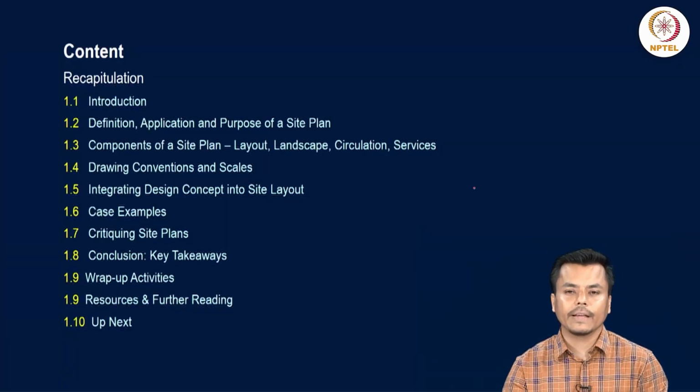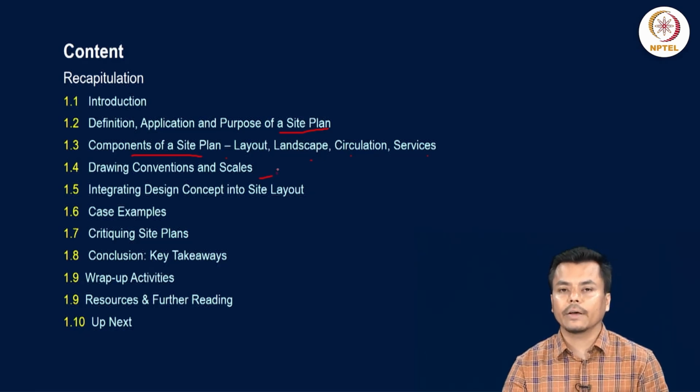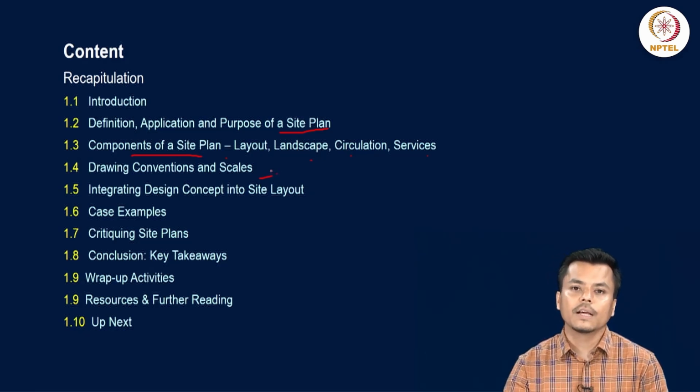We will start with the recap and then the introduction to site planning, thereafter the definition, application and the purpose of site plans, the components of site plans such as layout, landscape, circulation and the services that are very essential when you start planning this site plan. Then drawing convention and scale. So what are different types of scales and the annotations that is commonly used in site plan. We will try to cover those aspects in this particular section.